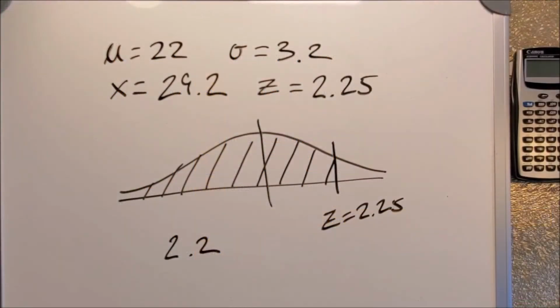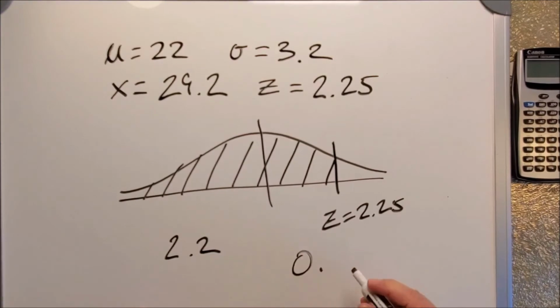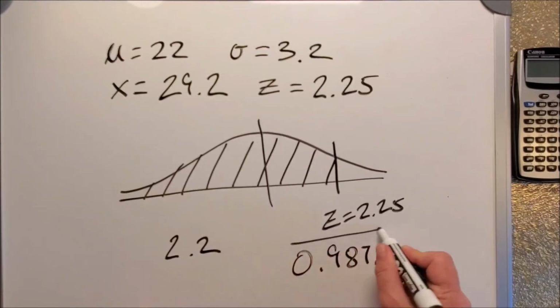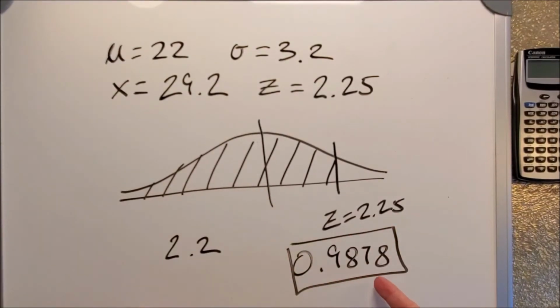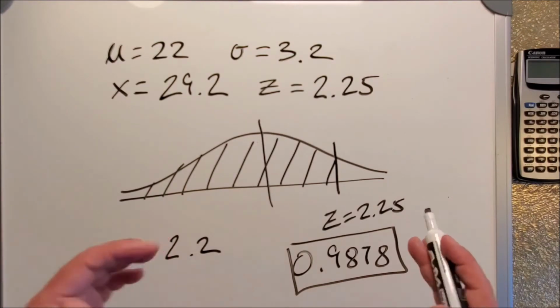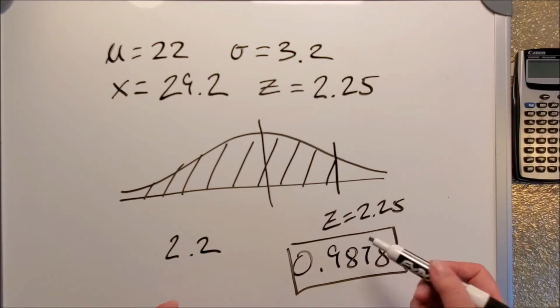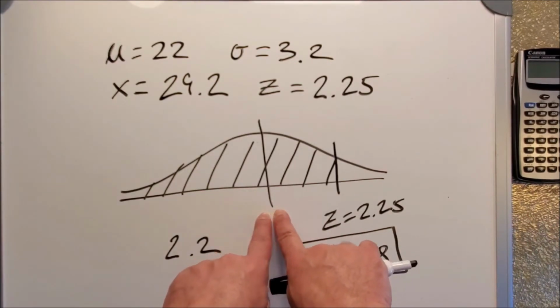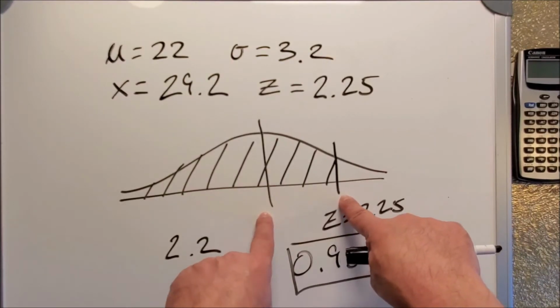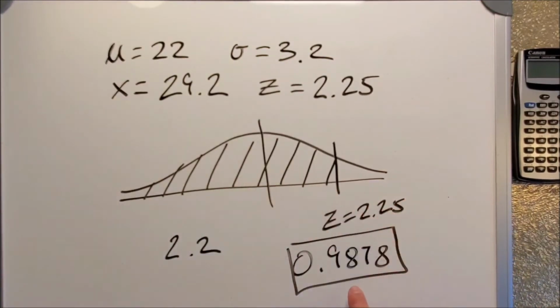So the area I'm finding to the left of that point is 0.9878. So that's the area to the left of z equals 2.25, that's 98.78% found to the left of that. By the way, this allows us to gain a little more insight about the normal distribution. All we need to do is go 2 1/4 standard deviations to the right of the mean, and we've already got behind us to the left almost 99% of the whole distribution.